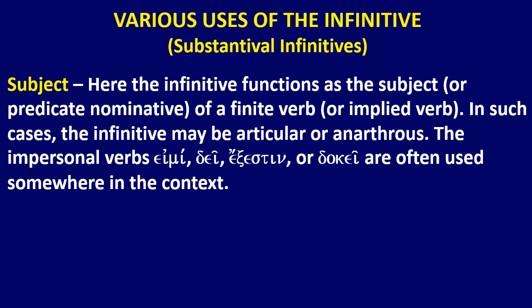Now, moving from the adverbial uses of the infinitive, where it was used in relationship with a main or controlling verb, now we see that the infinitive can be used like a noun or noun phrase, something we call substantivally. And so here we have the first type of substantival infinitive, namely the subject infinitive. And here the infinitive functions as the subject or a predicate nominative of a finite verb or an implied verb. In such cases, the infinitive may be articular or anarthrous. Remember that the articular construction with an infinitive occurs only 300 times out of the 2,300 total times in the New Testament.